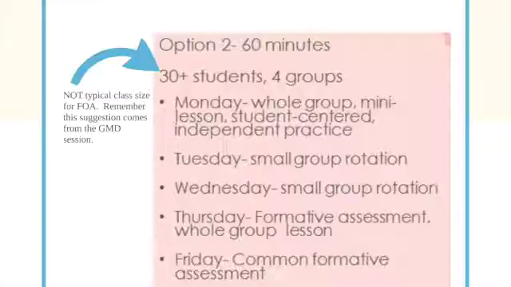This is another suggestion that comes from the Social Emotional Learning and Mathematics session from Global Math Department. It lists a class size of 30 students to demonstrate that you do not have to have a small class size to implement small group instruction. The GADOE is not suggesting that the Foundations of Algebra class sizes should be increased to 30 students.